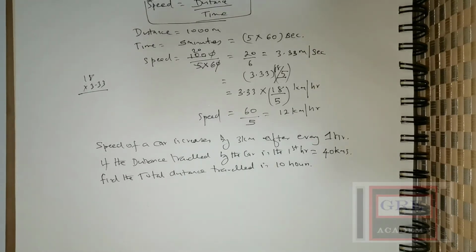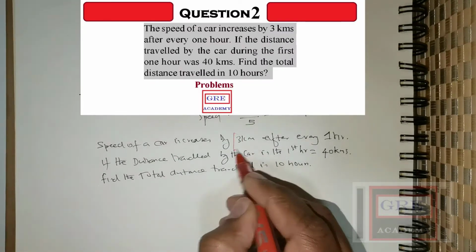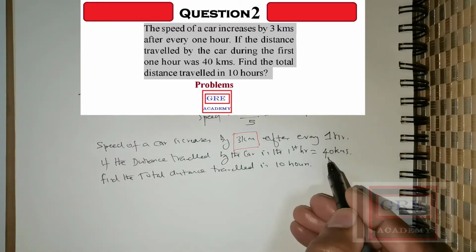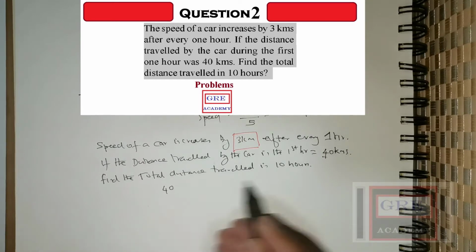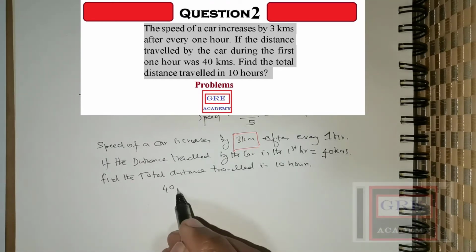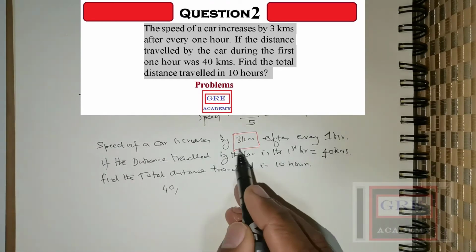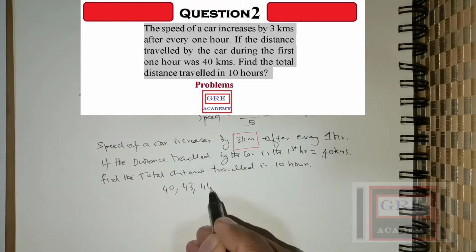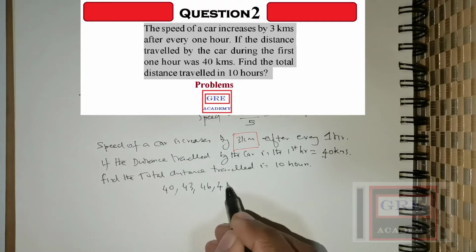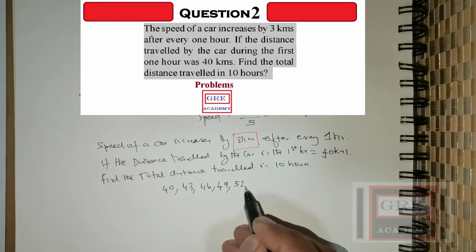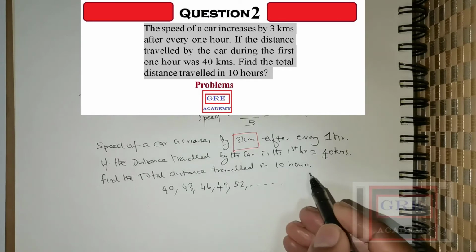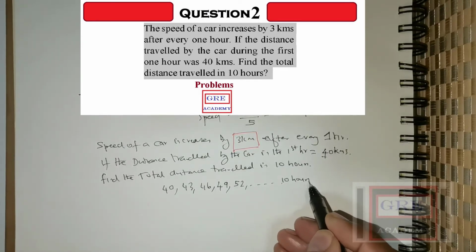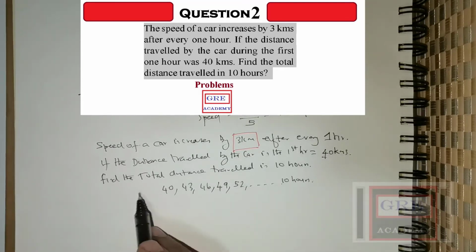Okay, so the important point you have to note here is every 1 hour the speed increases by 3 kilometers. So we start with 40. So the first hour the distance is 40 kilometers. So after the first hour, the second hour would be 43. Next it's going to be 46, and then 49, and then 52, and then go up to 10 hours.